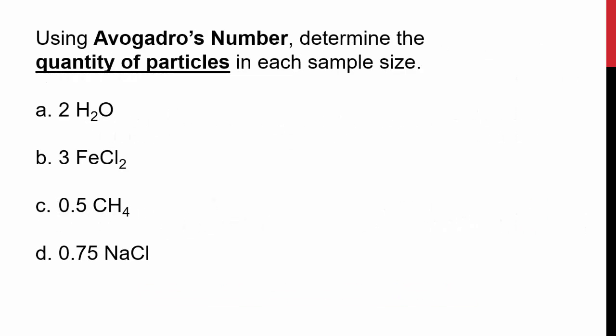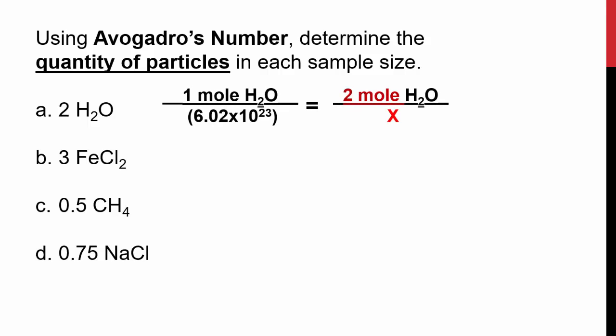Using Avogadro's number, determine the quantity of particles in each sample size. So remember, those coefficients represent the amount of moles we have. Remembering that 1 mole is equal to 6.02 times 10 to the 23rd, and now that we have 2 moles of water, we can set up this ratio and do our cross multiplication. It ends up with 1.204 times 10 to the 24th molecules, which should make sense, again, thinking back to that number line. If we increase the number of moles, we should increase the number of particles.